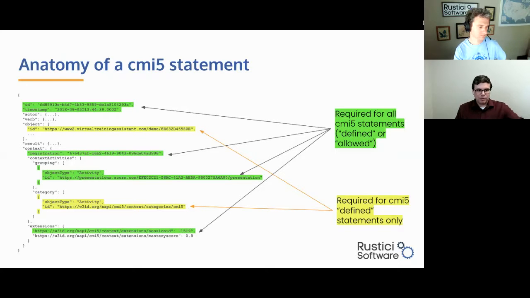It's a really big step forward for getting good learnable data across this. You'll notice in the middle, there's this thing called the context activities. The cmi5 defined statements just mark it there as a category of cmi5, so the LRS knows this is an actual cmi5 defined statement. So if you use a verb that cmi5 defined would know what to do with, then this is the instruction that says actually do that thing with it.